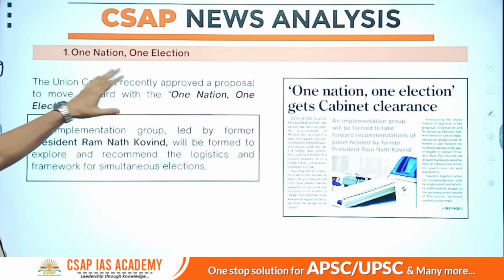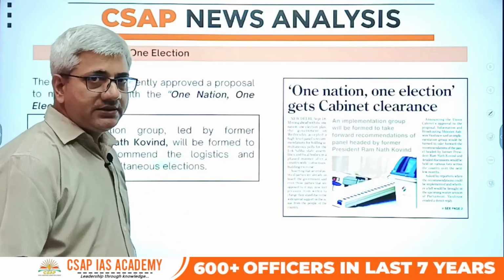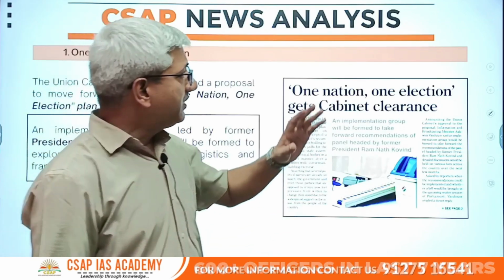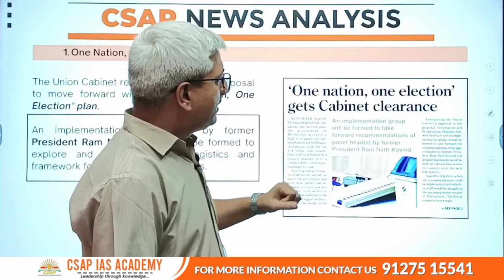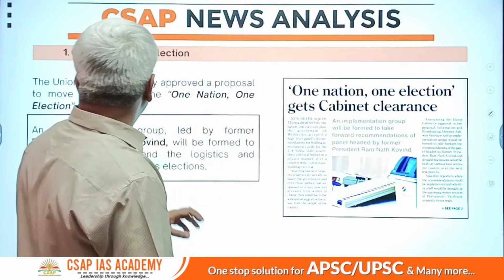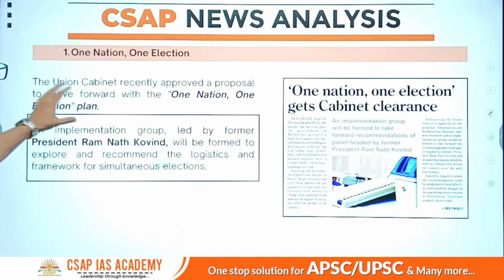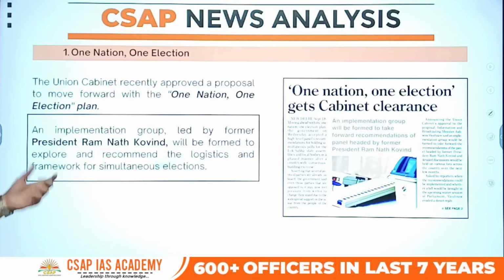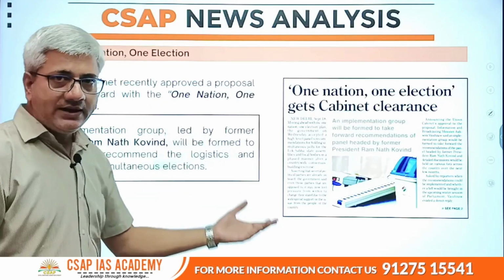Now, one nation, one election. This is almost all the newspapers have covered today. Here we have just compiled a brief analysis. The details will be there in the I button that you can click connected to this. The Union Cabinet recently approved a proposal to move forward with a one nation, one election plan. Already the Union Government has accepted it.